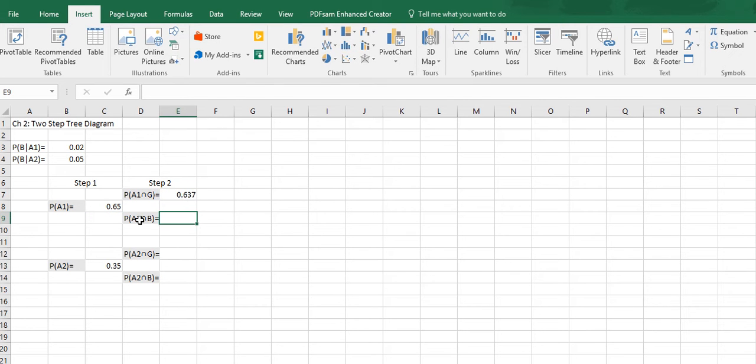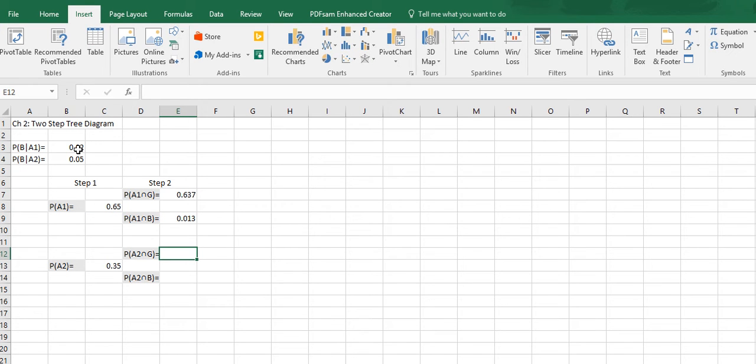Now we want the probability that a part from A1 is bad. This equals the probability that it's from supplier A1 times the probability of it being bad from A1.